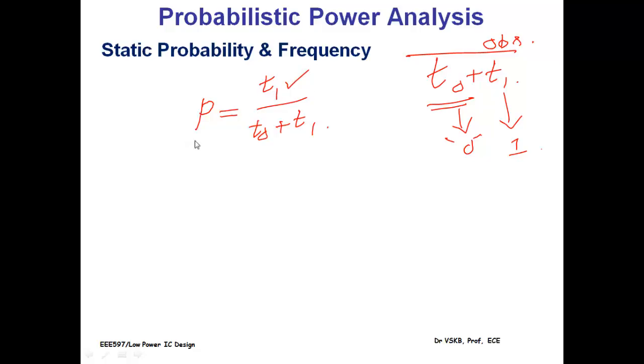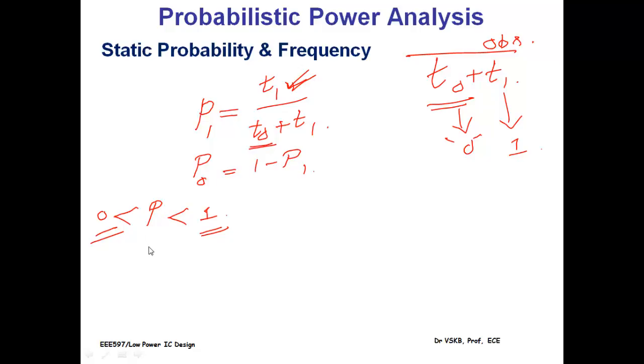If I call this P1, naturally for the other case I would have P0 defined as the remaining time, that would be 1 minus P1. Now with this idea, if I talk about the probability, it can never be a 0 or it can never be a 1. It has to be somewhere between 0 and 1. That means if the probability is 0, I don't have the signal existing in the logic 1 state at all for any point of time. And similarly, if the probability is 1, it is always at 1 and there is no time for which the signal is at 0.